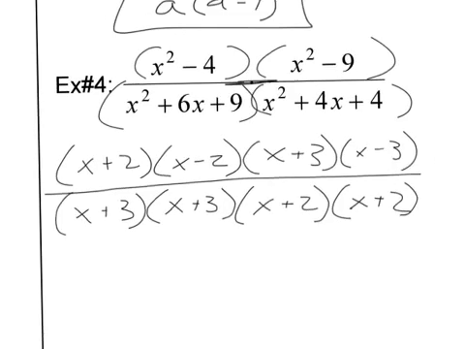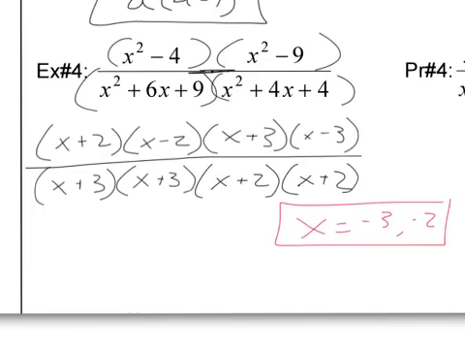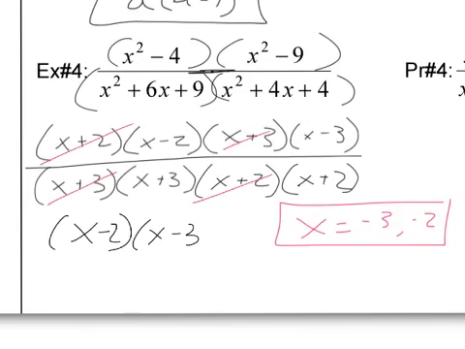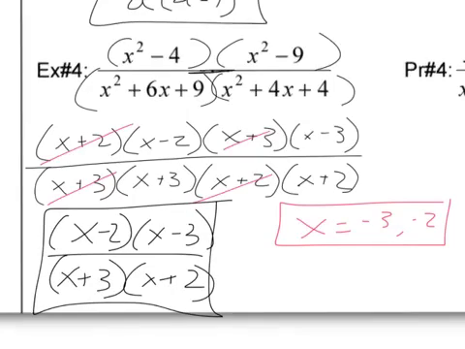And we got a lot of restrictions we can mark here. Actually, there's just 2, really, because this is a duplicate, and this is a duplicate. So x cannot equal negative 3 and negative 2. All right, let's see what cancels. X plus 3, x plus 3, x plus 2, x plus 2. And that's it. I'm left with x minus 2 times x minus 3 over x plus 3 times x plus 2. And that's as simple as you can go.